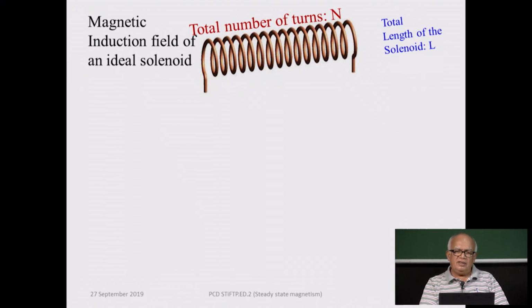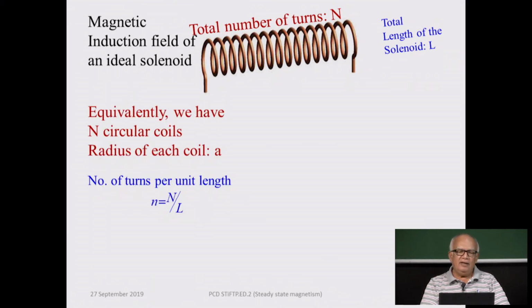So, this is a densely packed solenoid, so that the total number of turns is capital N. If the total length is uppercase L, then you have the number of turns per unit length to be capital N by capital L, right?